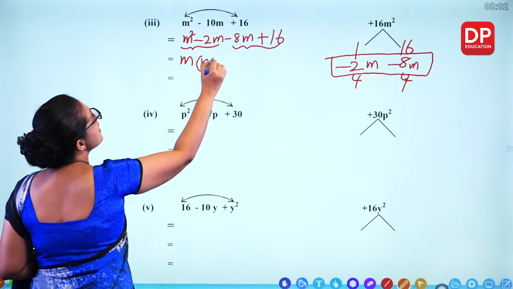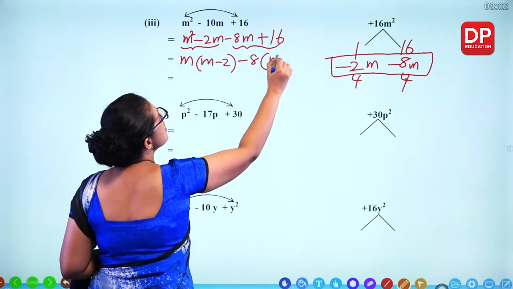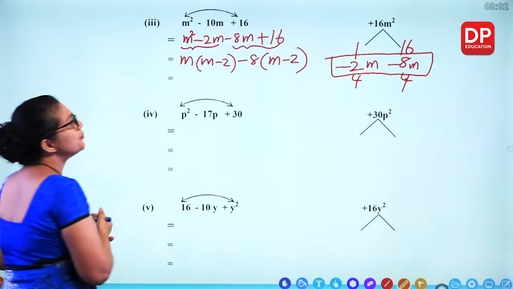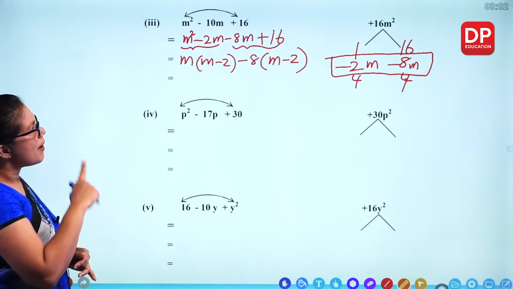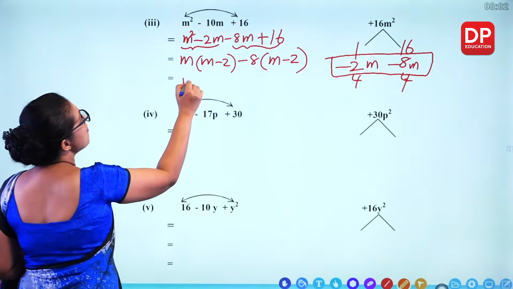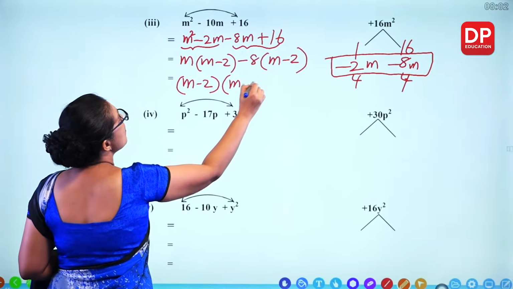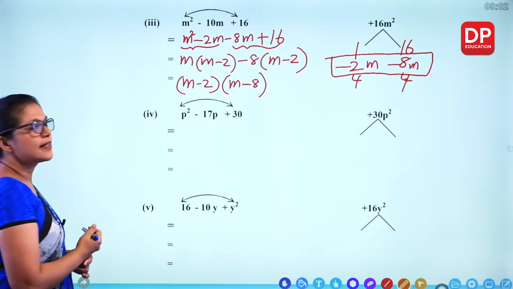M out, you get m minus 2. Here, take minus 8 out, m minus 2, because minus 8 and minus 2, you get plus 16. M minus 2 there, common. What's the remaining one? M minus 8.